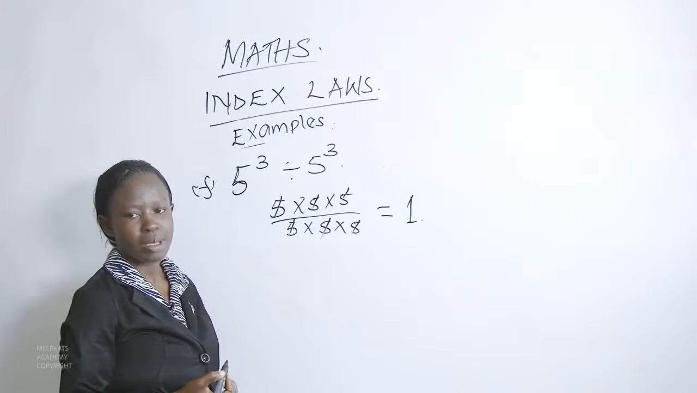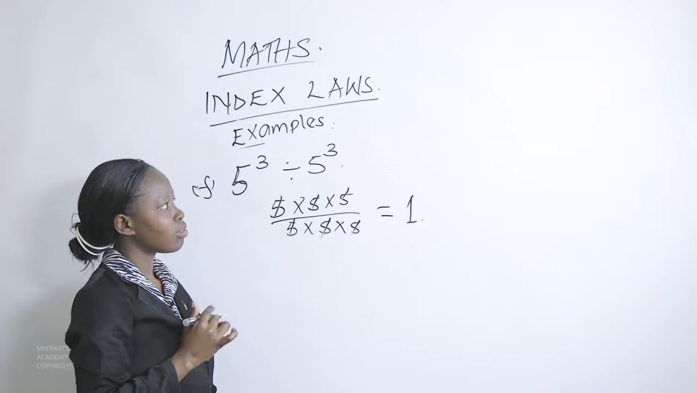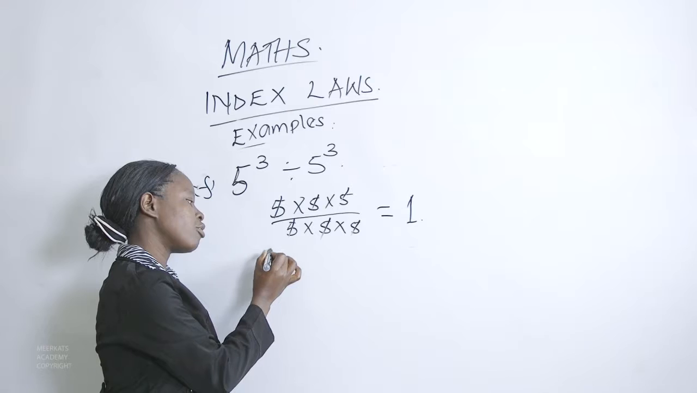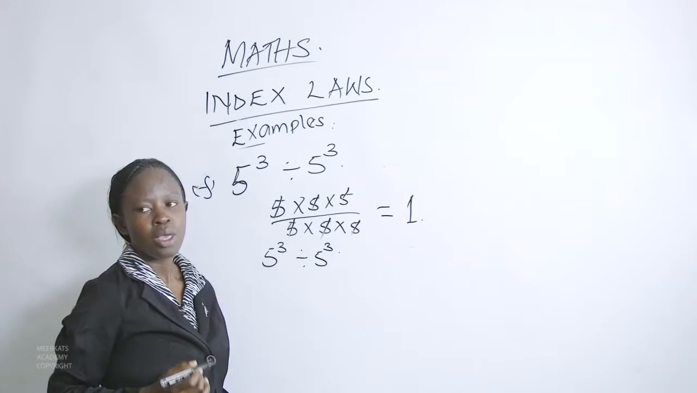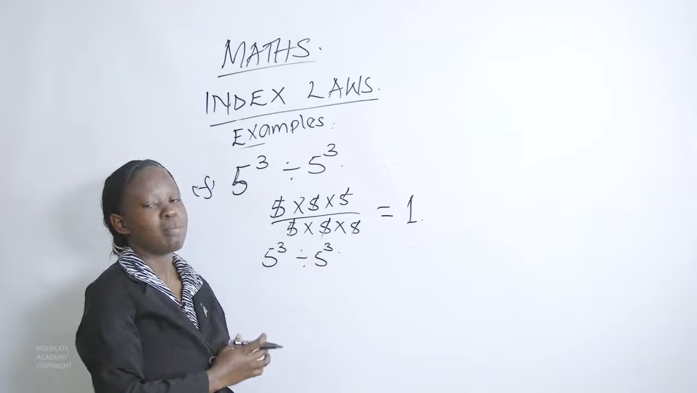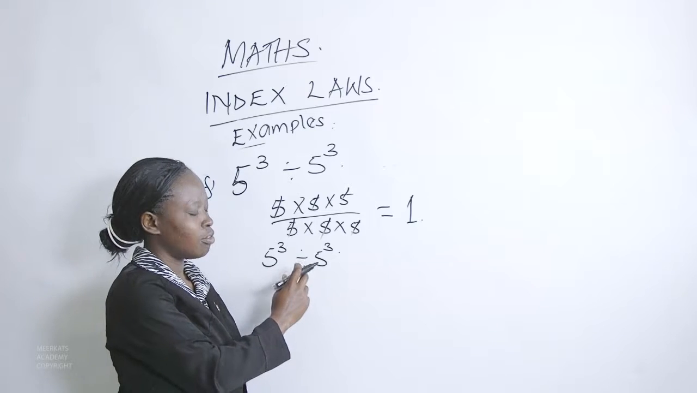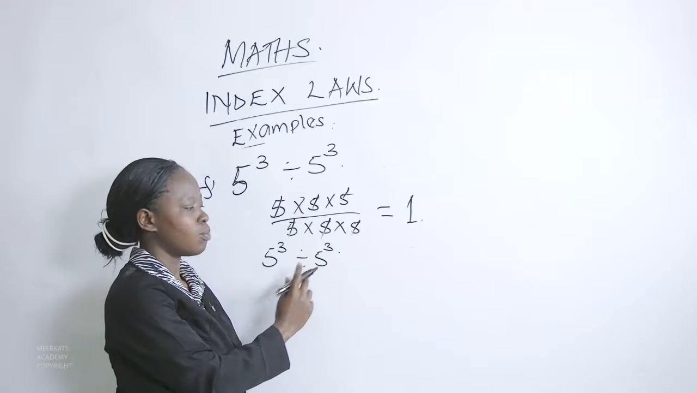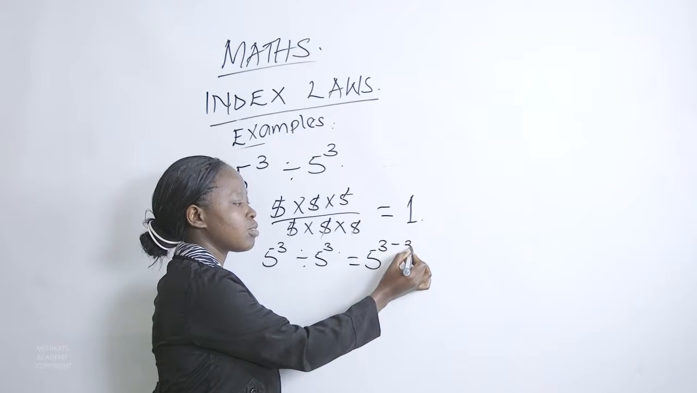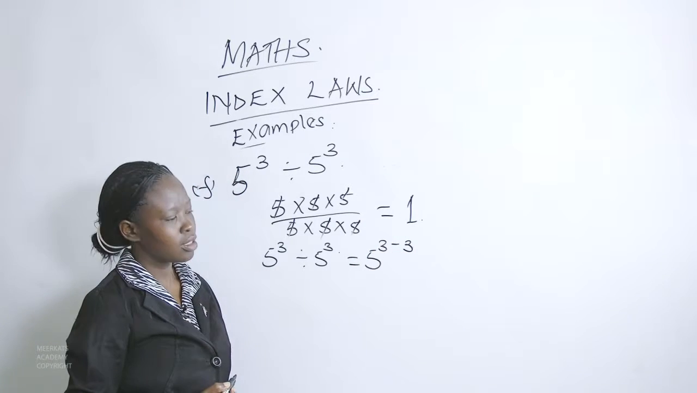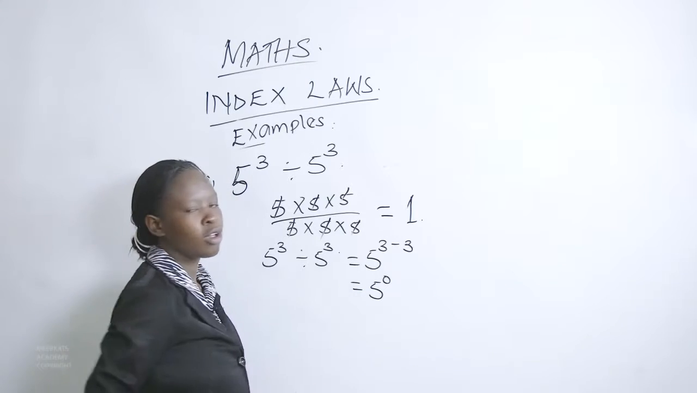So what am I trying to say in this given situation? When I have 5 to the power of 3 divided by 5 to the power of 3, we discover that this is to the same base and division. A number to the same base, division, we simply subtract the powers. So it means that I'll have 5 to the power of 3 minus 3, and 3 minus 3 gives us 0. So this means that this is 5 to the power of 0.